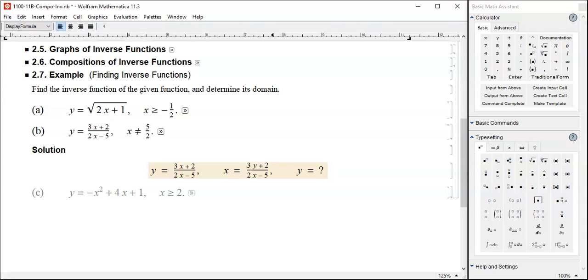So how do you solve for y? Oh, excuse me, a typo here. I did not completely switch x and y. Okay, we have it here: x equals (3y plus 2) over (2y minus 5). Okay, all right. Let's solve for y.